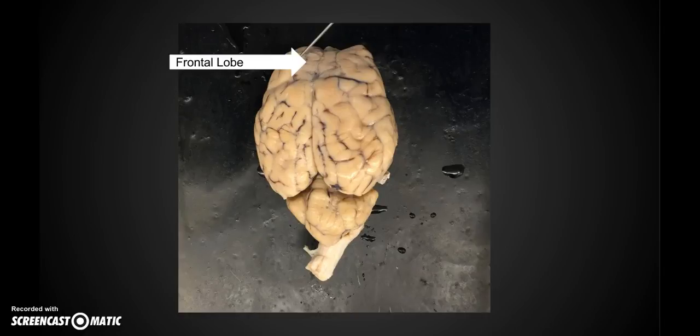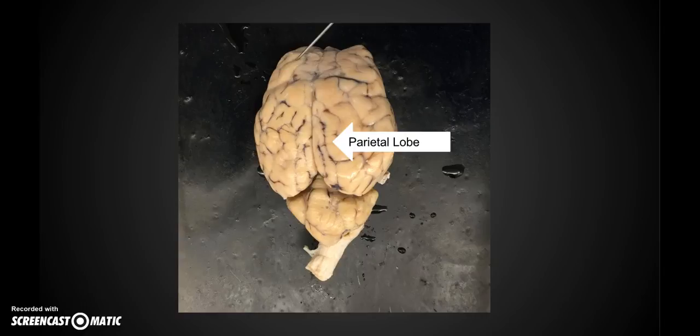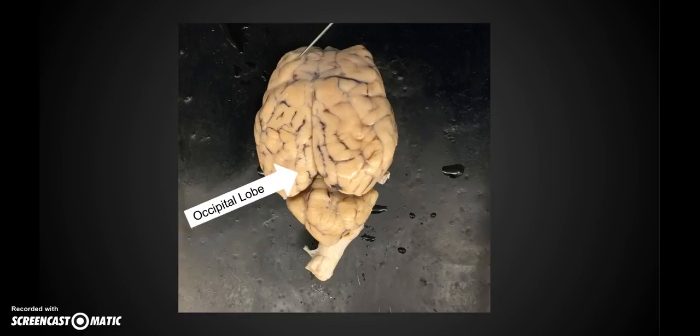The frontal lobe is responsible for planning and decision-making. The parietal lobe is responsible for processing pain, temperature, touch, and pressure sensation. It is located posterior to the frontal lobe. The occipital lobe is located posterior to the temporal and parietal lobes. The occipital lobe is the visual processing part of the brain.